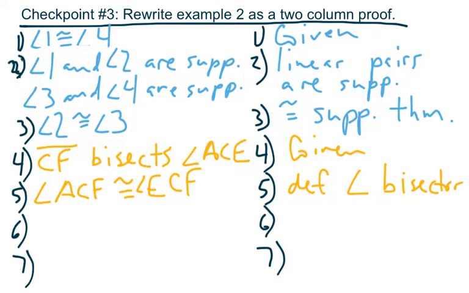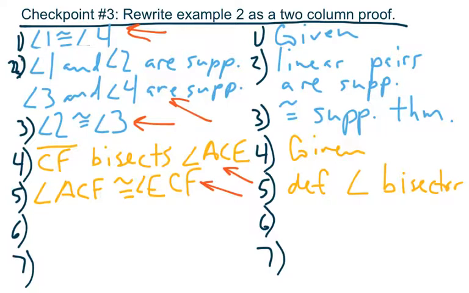Okay, so here's the beginning of our proof. I've tried to color code this a little bit for you. If we look at the first given, that angle 1 is congruent to angle 4, we can tell we've got our supplementary pairs, the linear pairs. That leads us to angle 2 is congruent to angle 3. That's the first angles that are in the triangle that we want. Next, we're given that CF bisects angle ACE. That gives us angle ACF is congruent to angle ECF. That's our second pair of angles.